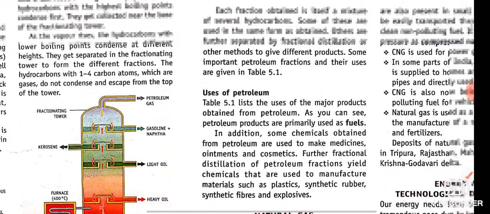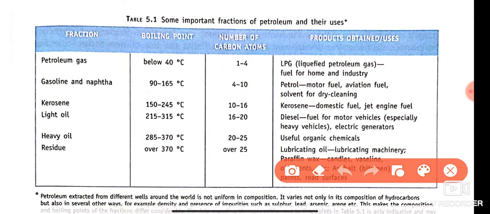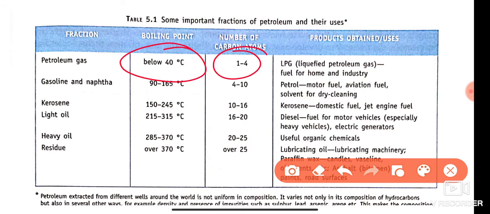Let us understand with the help of a table and remember that. First is petroleum gas. It boils below 40 degrees Celsius. The number of hydrocarbons is very few, 1 to 4, that means methane to butane. LPG, liquefied petroleum gas, is fuel for the home and industry.